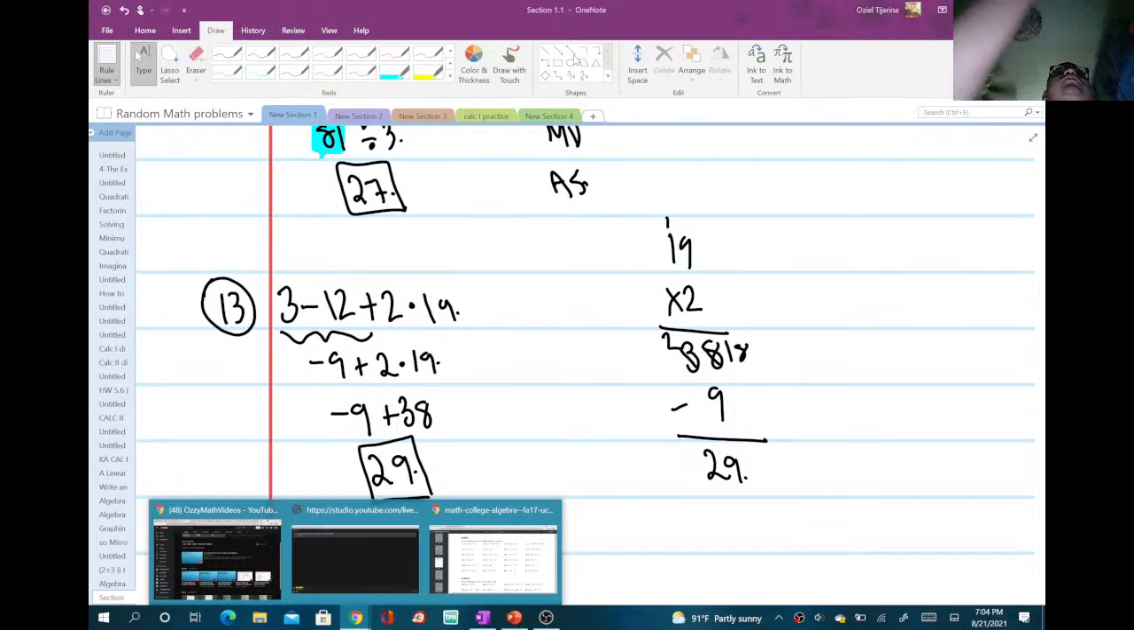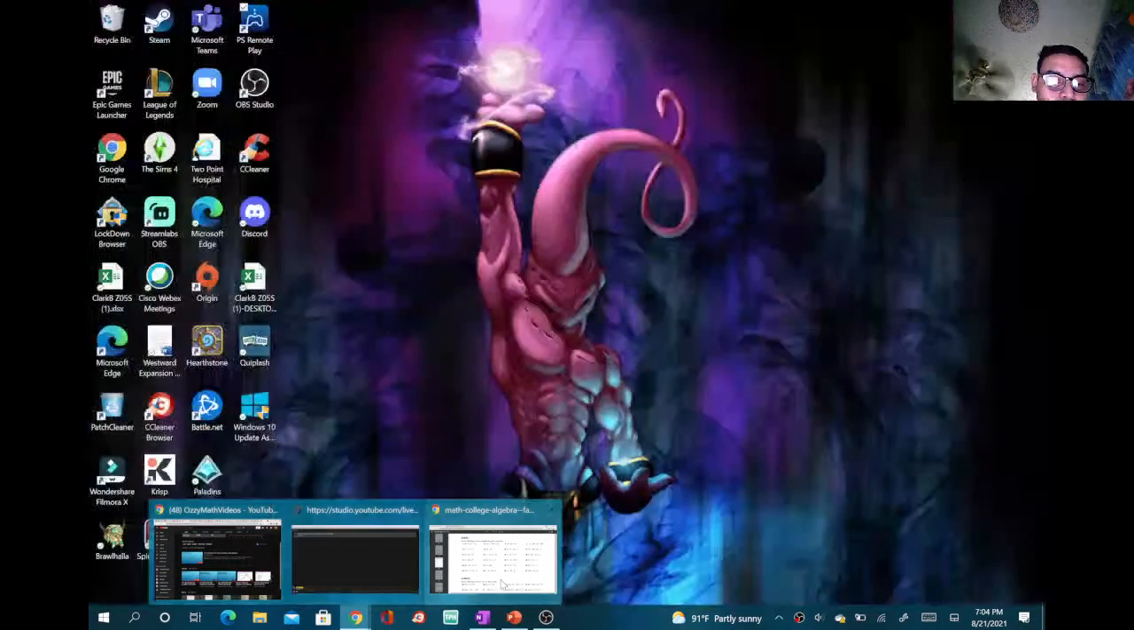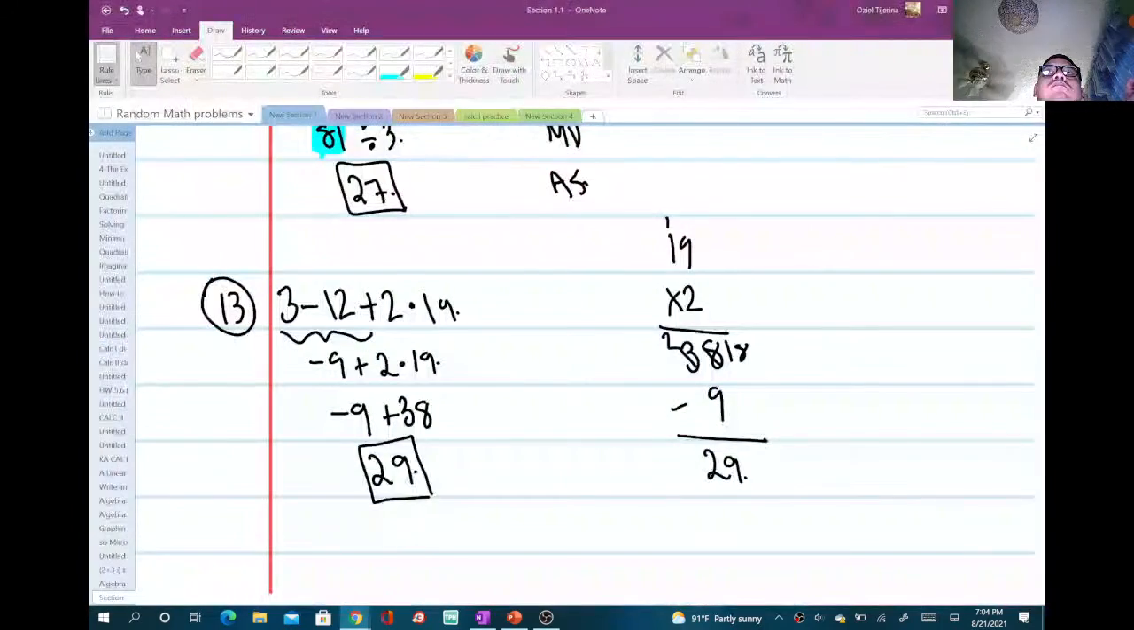Actually, I'll just leave it the way it is, but really, section 1.1 is all about order of operations, etc. Number 14.